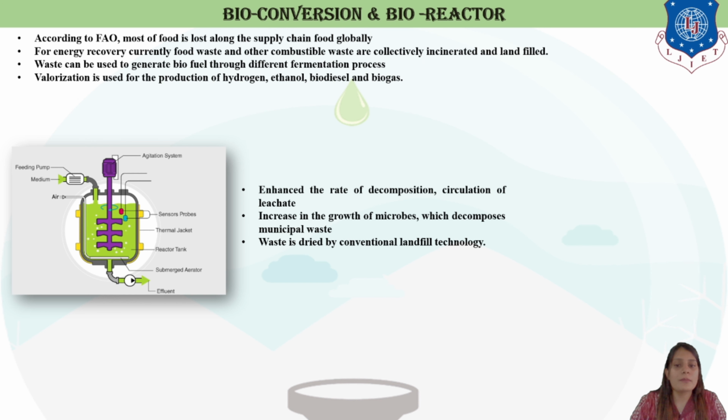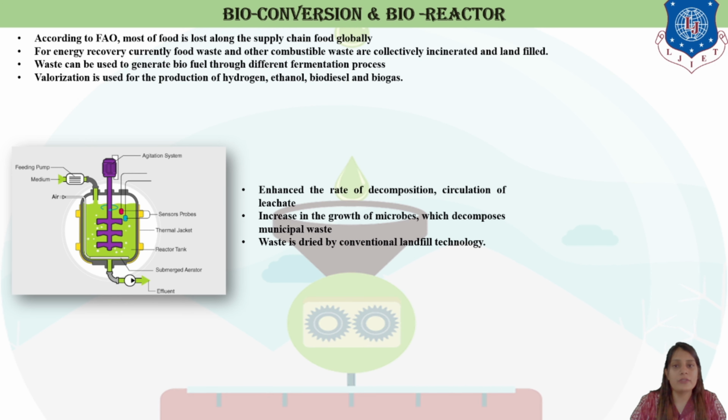Now let's discuss the bioreactor. It enhances the rate of decomposition and circulation of leachate. It means the liquid waste, the biowaste from the food, from domestic purposes, from the kitchen, is used. You can see here it moves towards the tank, that is the reactor. You can see here the sensor probe, thermal jackets and the reactor tanks. In this, with the high heat or with the air that goes into it, it will react and change its property, increasing the growth of microbes, which decompose municipal waste.